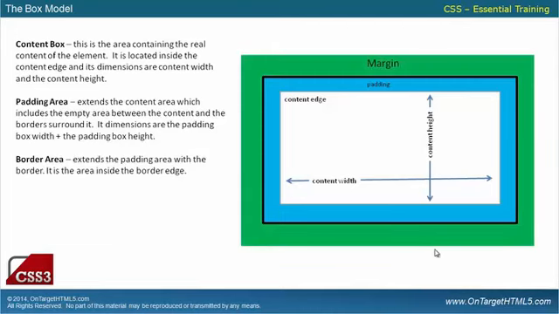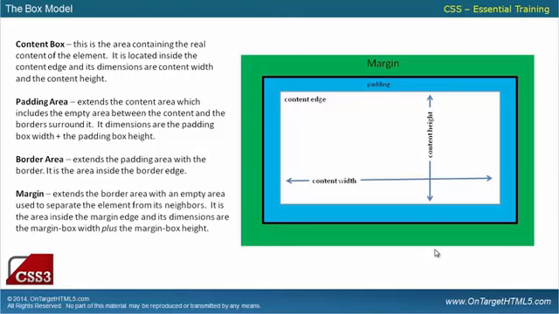And then from that border, outside the border, we actually have a margin. The margin extends the border area with an empty area used to separate the element from its neighbors. It's an area inside the margin edge, and its dimensions are the margin box width plus the margin box height. So we can actually add a margin around this entire area, and this actually pushes the content away from its neighbors.